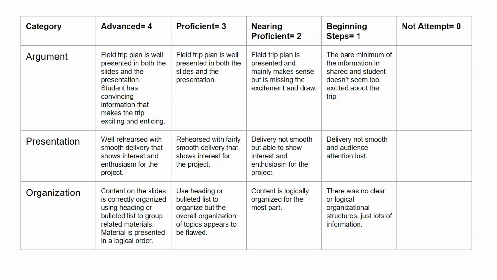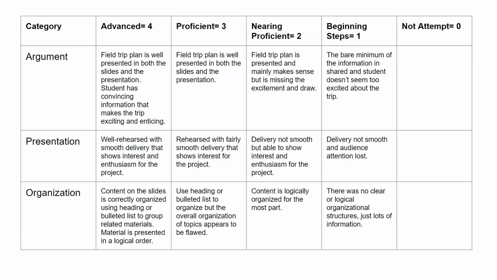For Proficient, it's rehearsed with fairly smooth delivery that shows interest for the project. That means you did pretty good. Nearing Proficient, delivery not smooth, but able to show interest and enthusiasm for the project. Delivery not smooth and lost the audience's attention. That means you can't really hold our attention. You're not showing a lot of enthusiasm for what you're talking about. You're just kind of reading off the slides and doing the presentation to do the presentation.